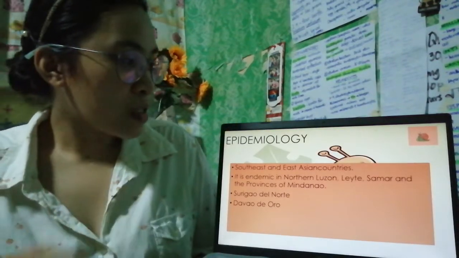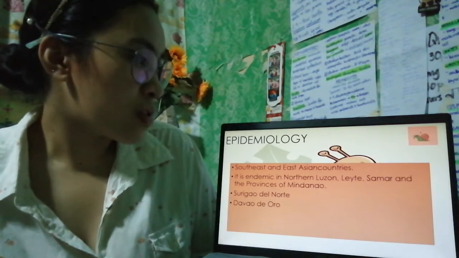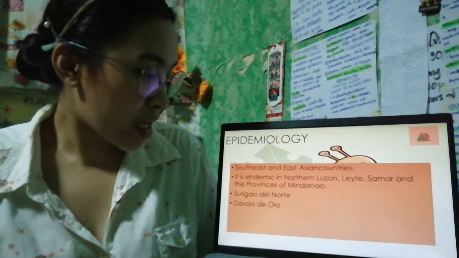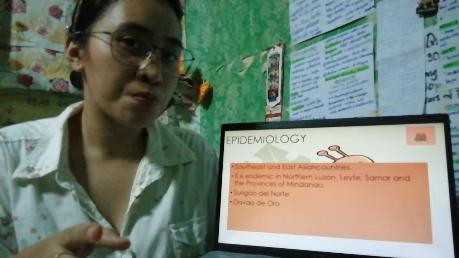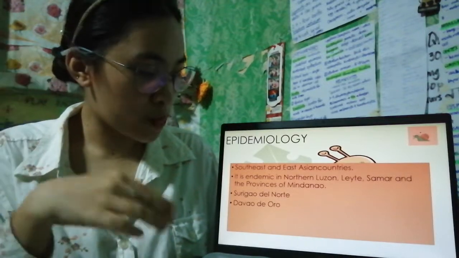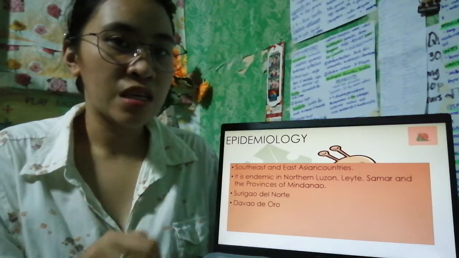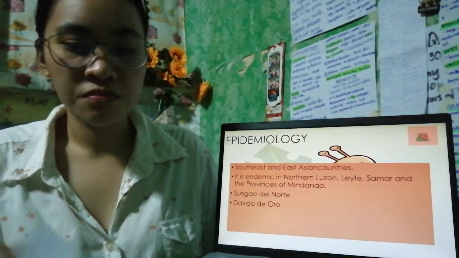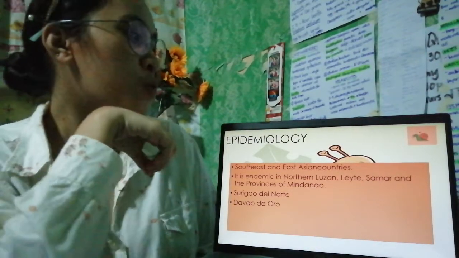Epidemiology: Southeast and East Asian. It is endemic in northern Luzon, Leyte, Samar, and the provinces of Mindanao, also in Surigao del Norte. According to a journal, 70 adult patients tested positive for Echinostoma in Surigao del Norte and in Davao de Oro, formerly Compostela Valley. And also in epidemiology, it is widespread here in the Philippines.